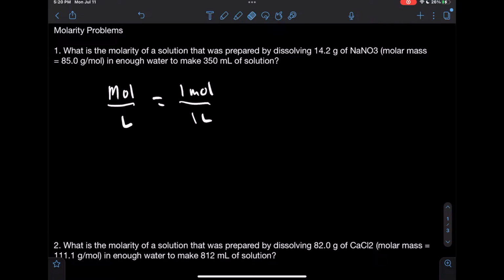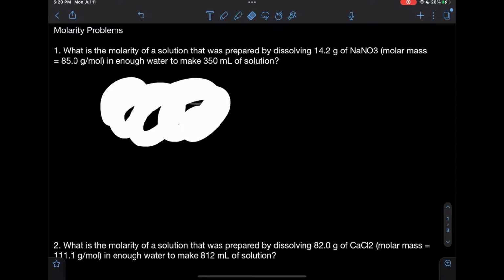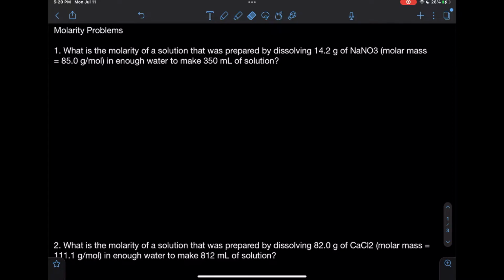If you haven't watched my previous video on how to calculate molar mass or calculate moles from grams or grams from moles, I highly recommend you check out that molar mass video before you try to watch this video or try these problems. It's important to know how to calculate molar mass and how to convert grams to moles moving forward. So problem 1 says, what is the molarity?